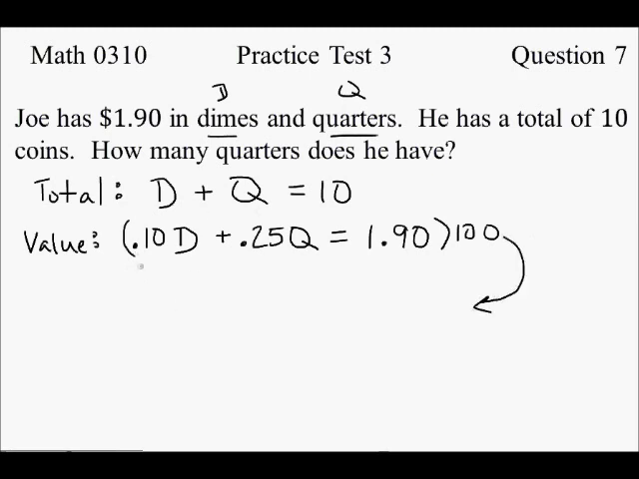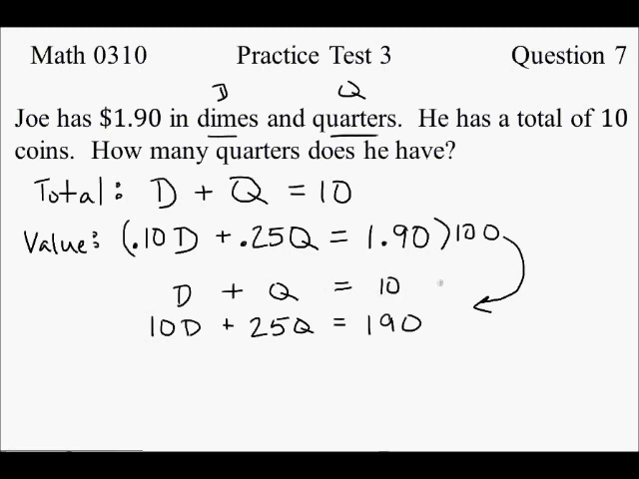So moving this over 2, we would get 10 times d, plus moving this over 2 would give us 25 times q, and moving this last one over 2 would give us 190. And I'll copy down my first equation, d plus q equals 10.